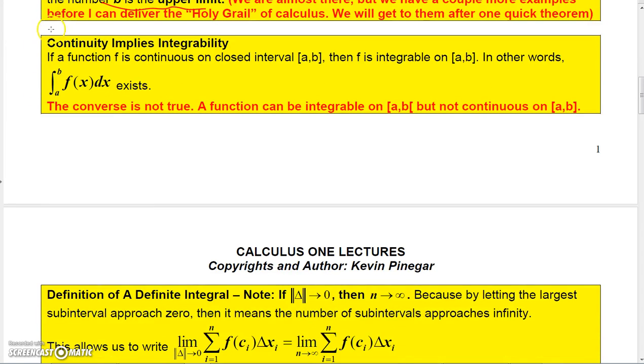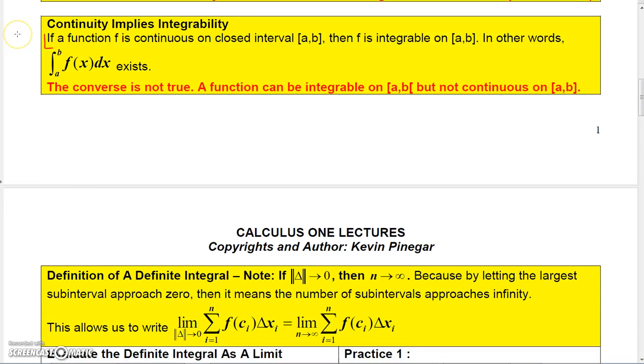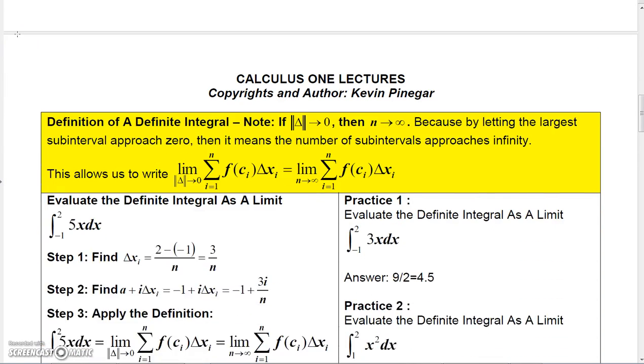Continuity does imply integrability. So basically, this just says if a function is continuous over an interval, then it can be integrated over that interval. So just keep that in mind for future reference.